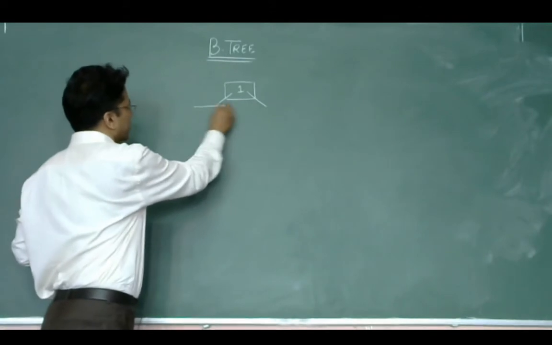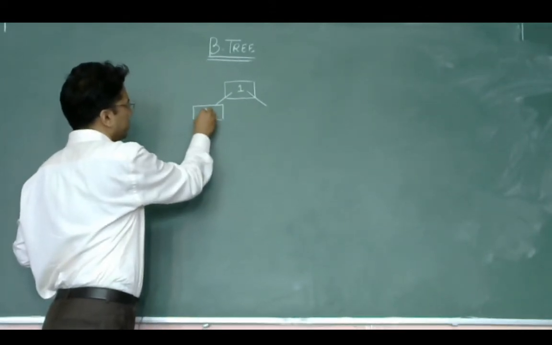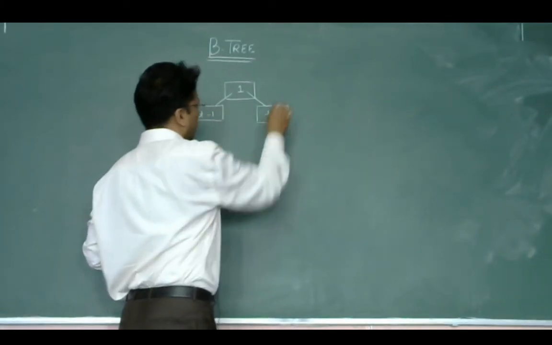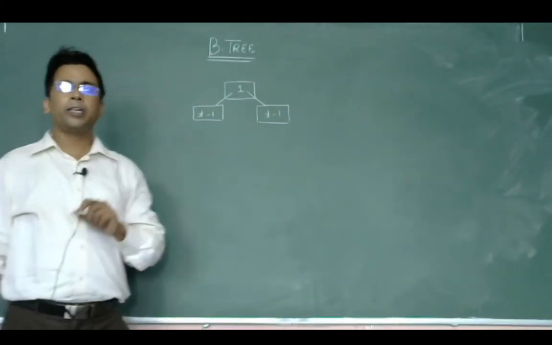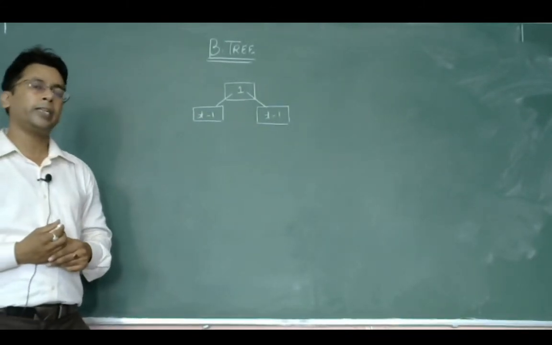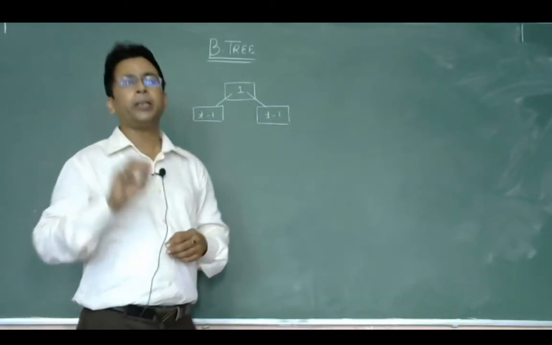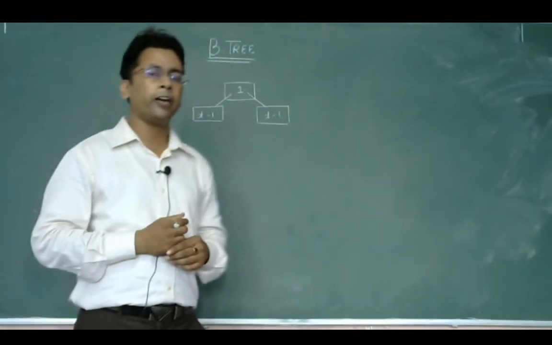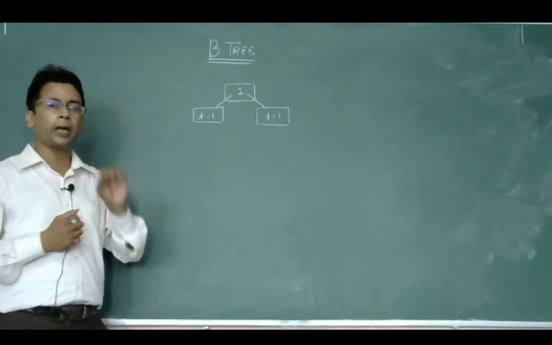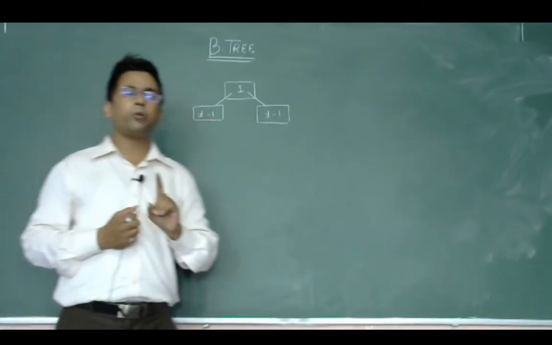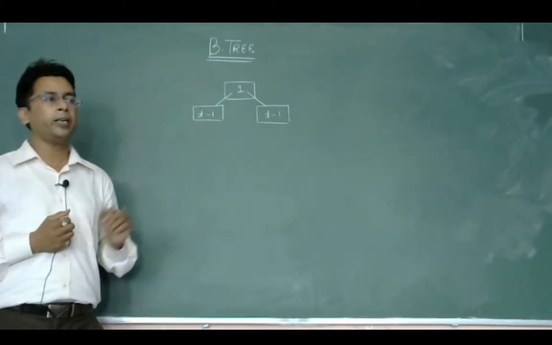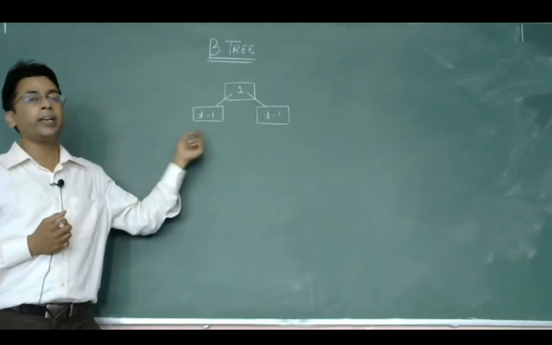So suppose here the node is having t minus 1 elements. Here there is a term t that represents how many elements a node can have. Here I have marked this value as t minus 1. I shall discuss this. Depending upon the t, we can define the lower limit and the higher limit of the elements that a node can have.